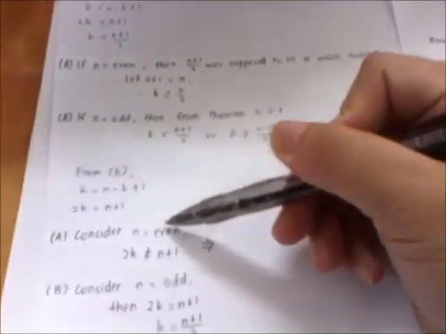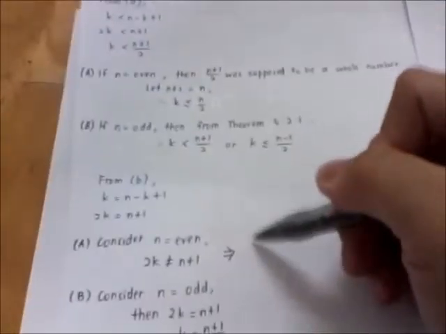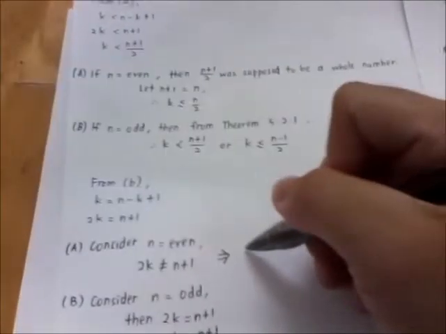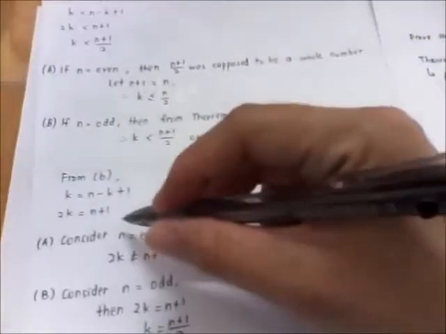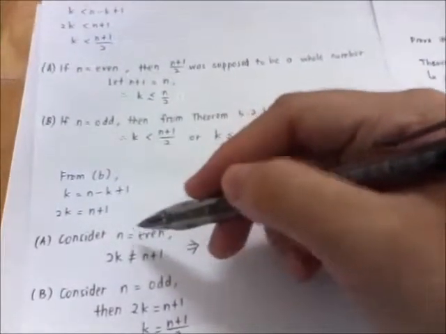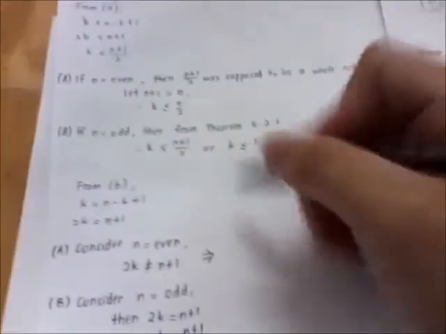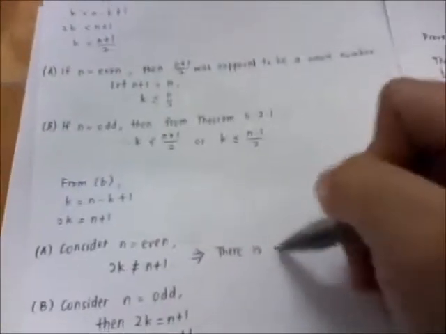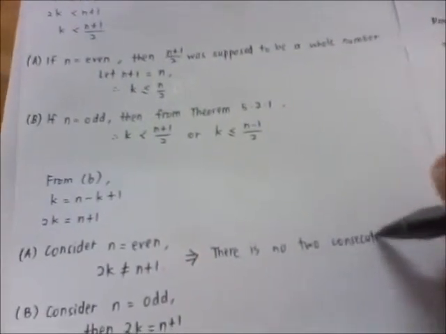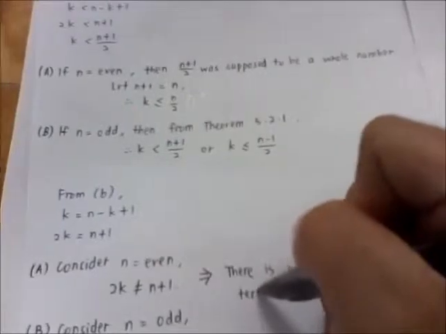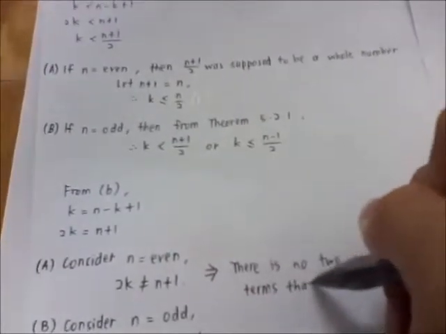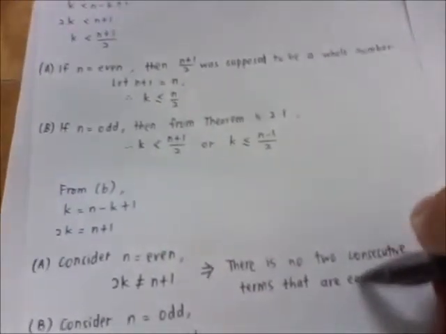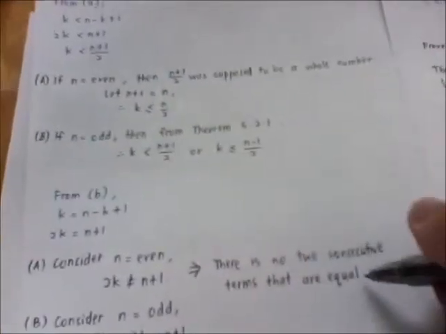for n even, for the sequence of binomial coefficients with n even, there are no two consecutive terms that are equal, which means all the terms sitting next to each other are different.